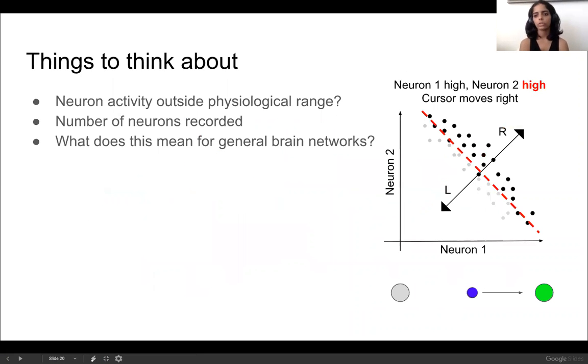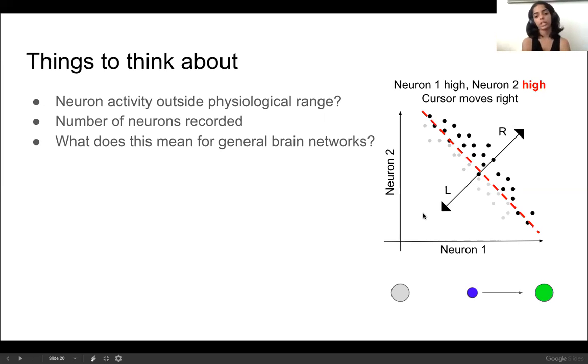Finally, I want to talk about some things to think about. First of all, most importantly, maybe when you do this kind of outside manifold perturbation, you are trying to get the neural activity to go outside its physiological range. So maybe it's not possible for neuron 2 to fire at this high firing rate. Maybe it's not possible for neuron 1 to fire at a low firing rate just because of the molecular makeup of that neuron. Like maybe there are too many sodium channels in this neuron and it just can't fire at this low firing rate, right?